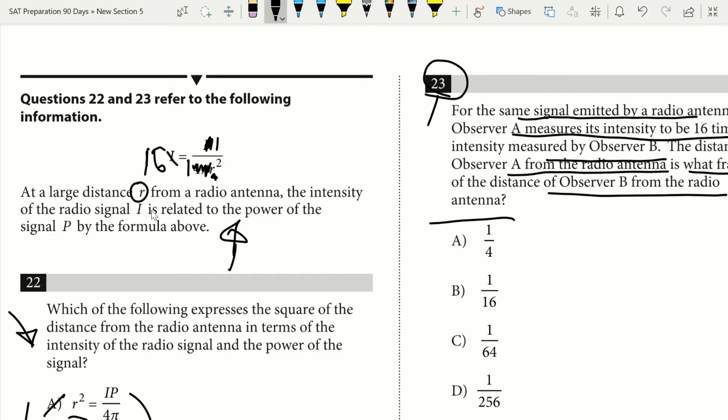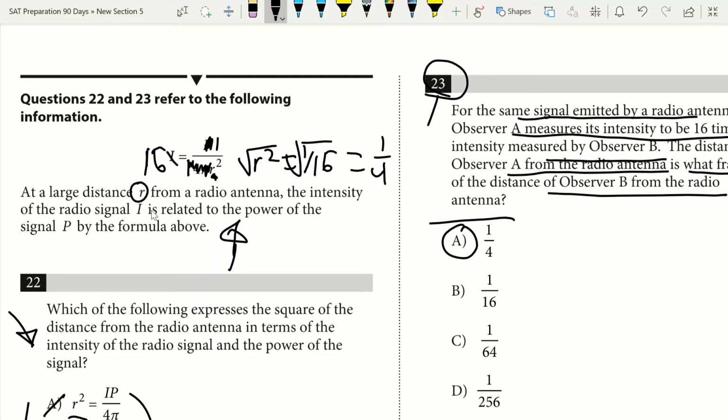We have 1 over 1, and then we have 1 over r squared, because this 1 doesn't do anything. So we have 1 over r squared. How do we get that to equal 16? Well, we know that 1 over 1 over 16 is the same as 1 times 16. So that's going to give us that 16. So then we know that r squared is going to have to equal 1 over 16. Next, we're just going to square root each side. We know the square root of 1/16 is going to equal 1/4. Therefore, we know our answer is A, 1/4.